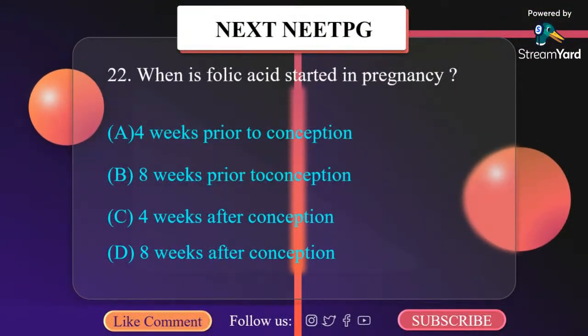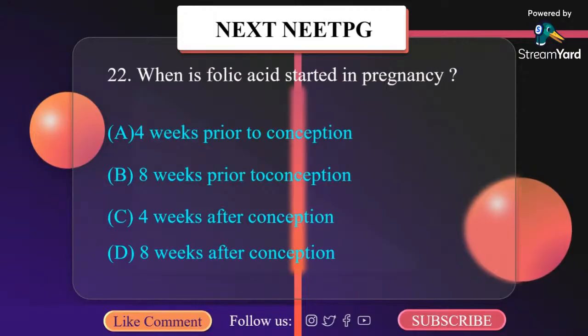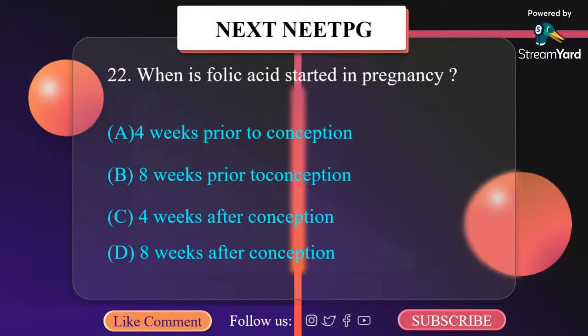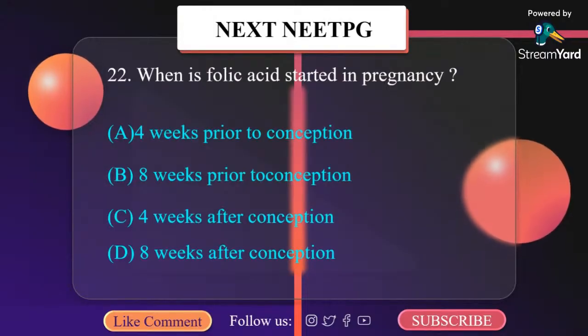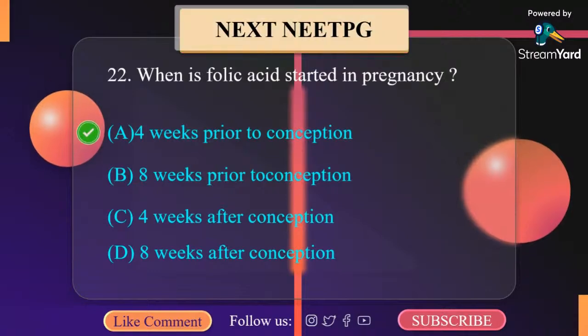When is folic acid started in pregnancy? 4 weeks prior to conception, 8 weeks prior to conception, 4 weeks after conception, 8 weeks after conception. It is 4 weeks prior to conception.